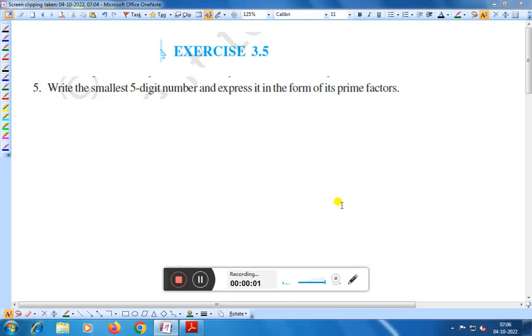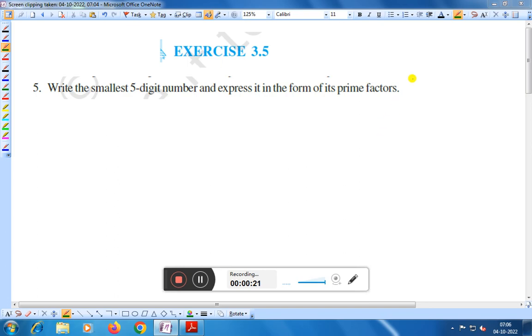Today we shall discuss exercise 3.5 question number 5. Write the smallest 5-digit number and express it in the form of its prime factors.